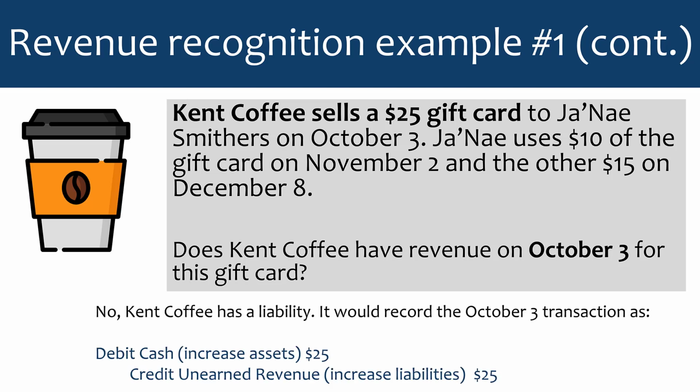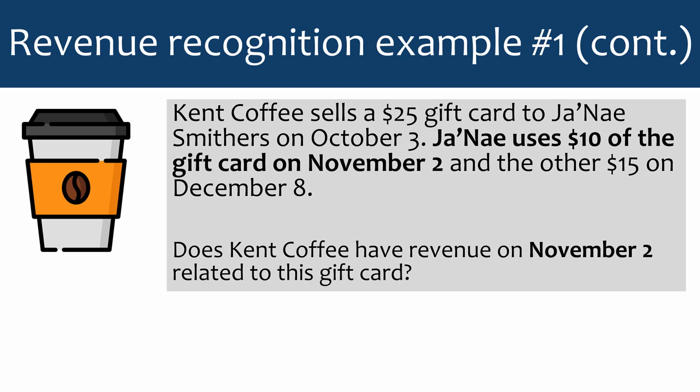The answer is no. Kent Coffee has a liability on October 3rd. It would record that transaction as debiting cash to increase assets and crediting unearned revenue to increase a liability. It owes $25 until it performs the service or delivers the goods. Let's go on. Next question.